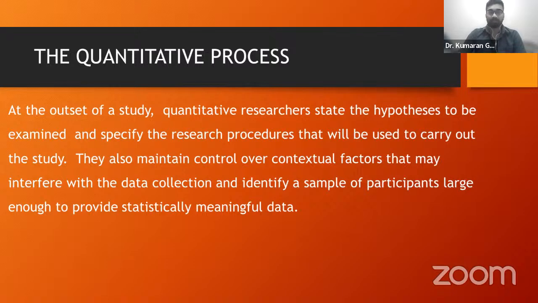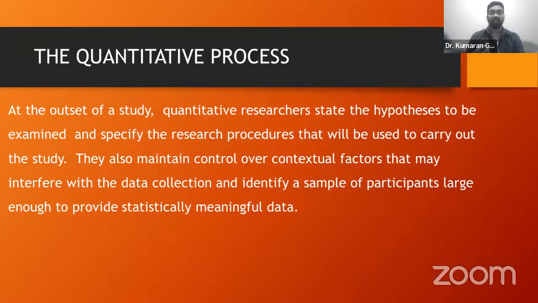Okay, so quantitative researchers also state the hypothesis to be tested and specify the research procedure that will be used to carry out the study. They also maintain control over contextual factors that may interfere with the data collection and identify a sample of participants large enough to provide statistically meaningful data. What they are trying to say is that in this quantitative process, the number of samples is very important to get the data. This will define whether the research is quantitative or qualitative.